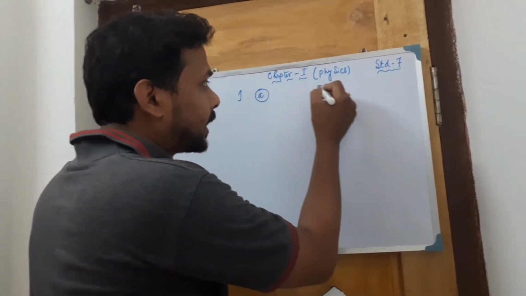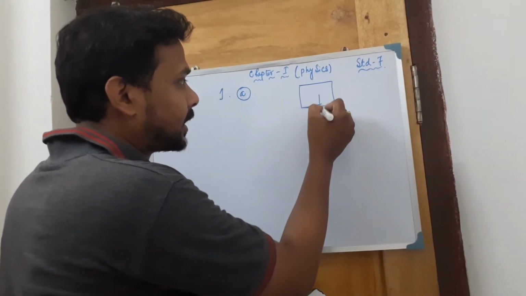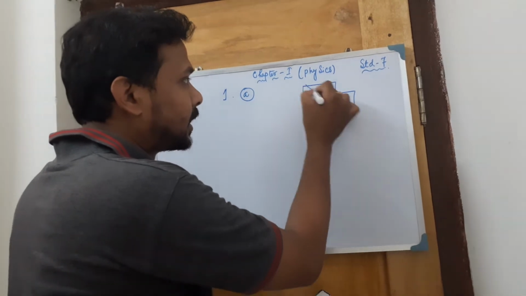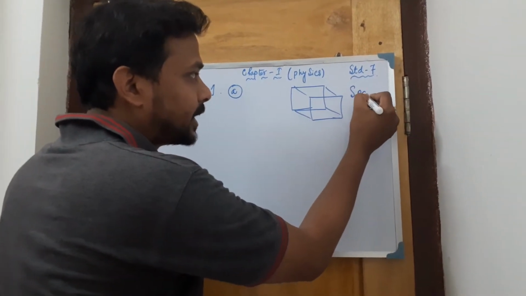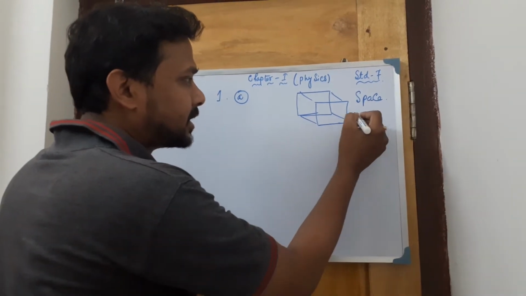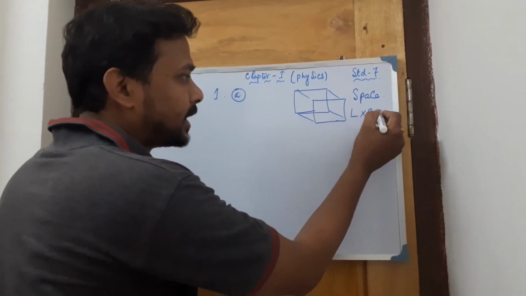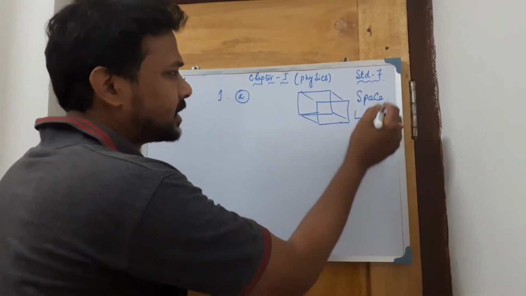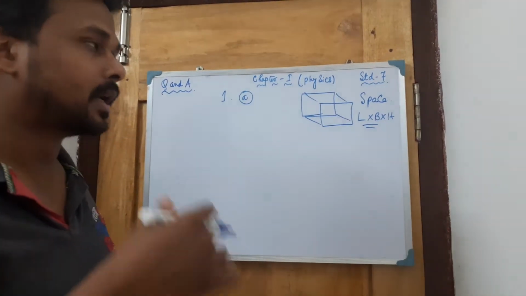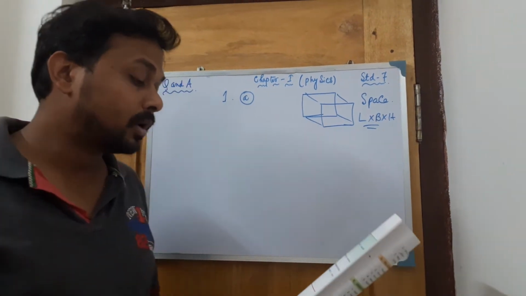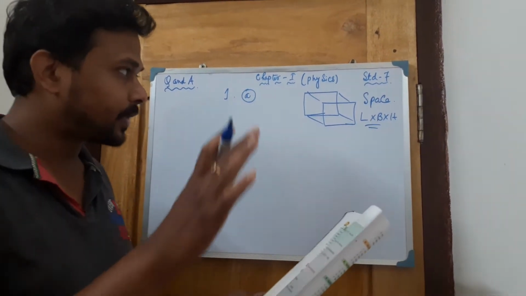If you consider any three-dimensional figure, like a cube, then how much space it has occupied, that means the multiplication of length into breadth into height. That means how much space is covered by it. That is the volume of any type of body.